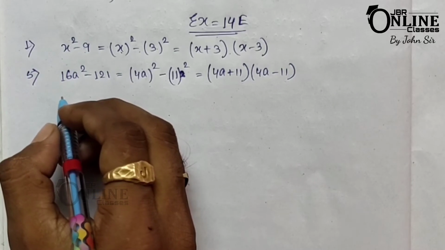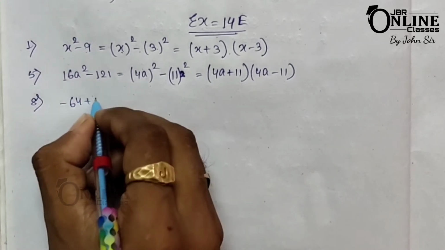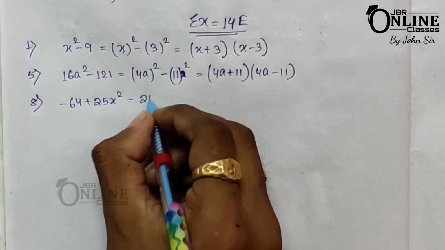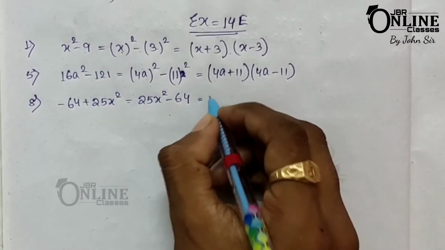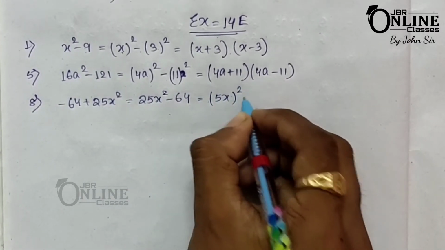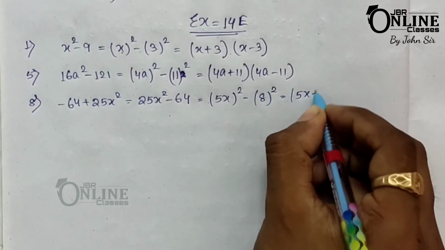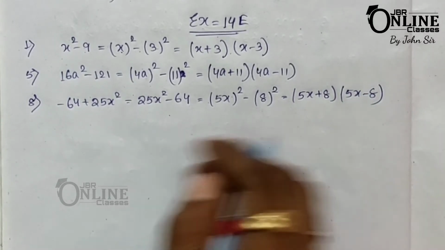Now next one, sum number 8. In sum number 8, minus 64 plus 25x square. Just rearrange it. First write down 25x square, then write down minus 64. Now change it: 5x whole square and 64 means 8 whole square. So according to the formula, 5x plus 8 and 5x minus 8. All the problems are very easy.